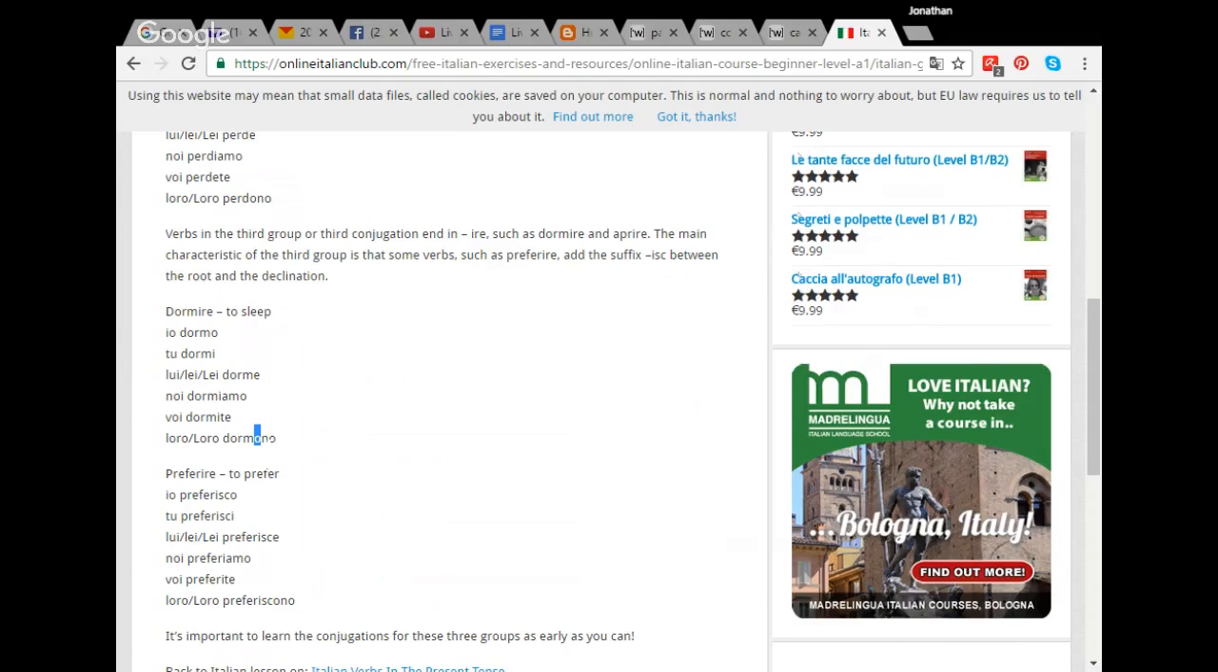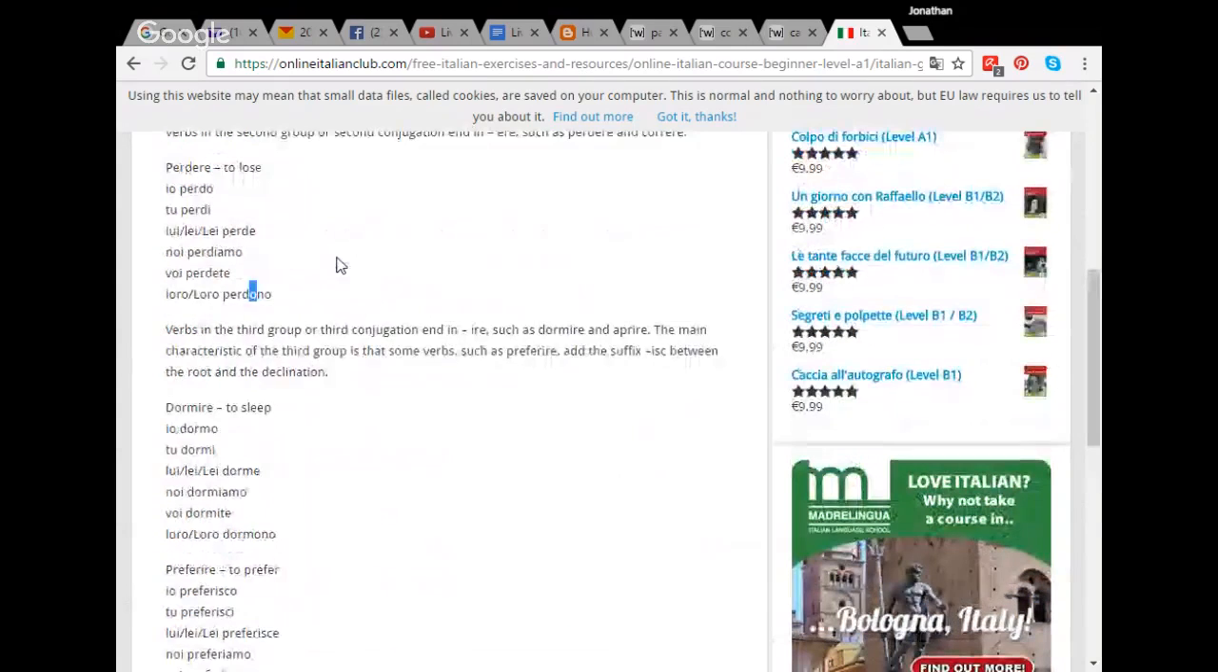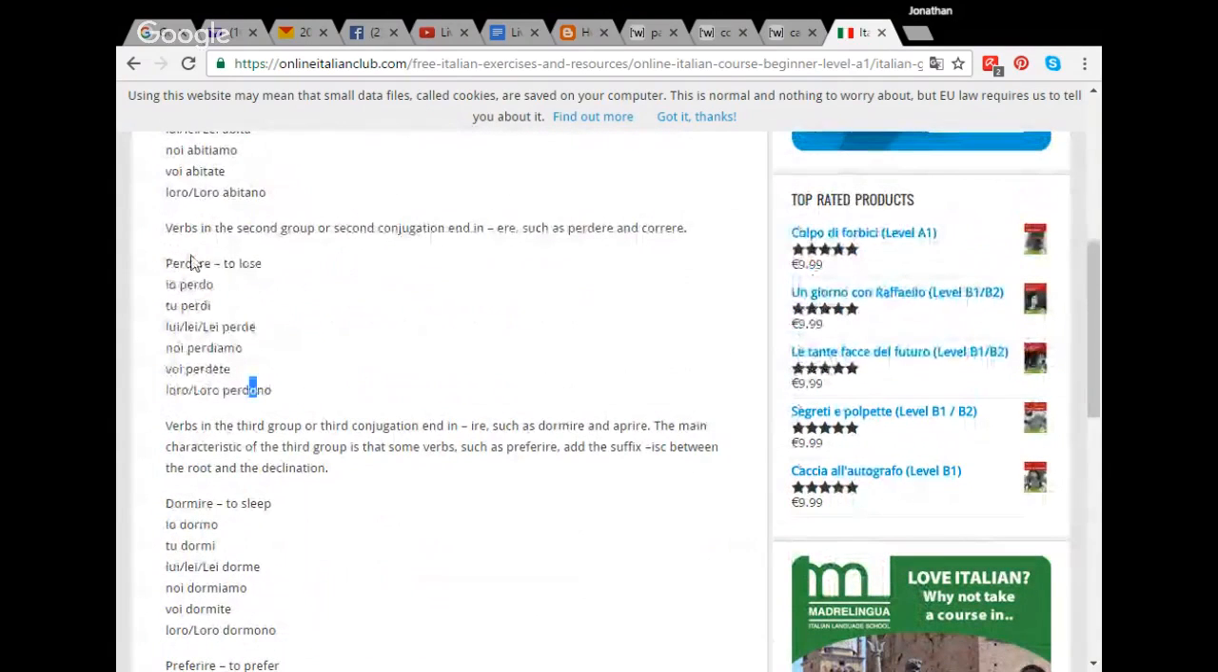So it's almost like this third group is very similar to the second group. It has those features of the O, I, and E. Again, we have the iamo, we have an ITE that is there, and then we have the O, which is also similar to the second. If I take a look at another group here, for the second group, perdere, to lose, we have those little details here.